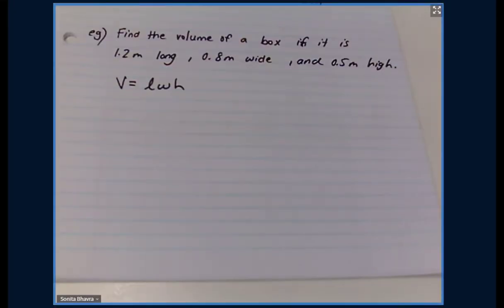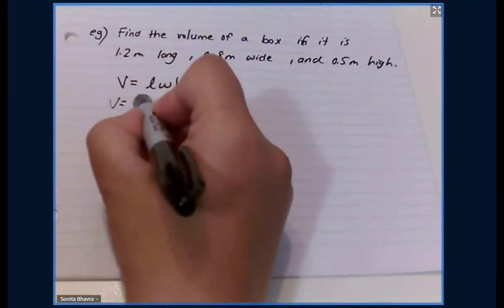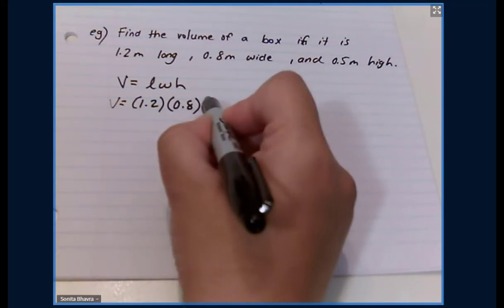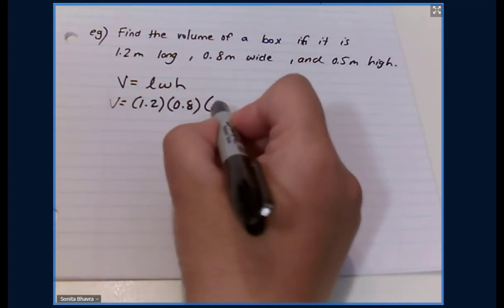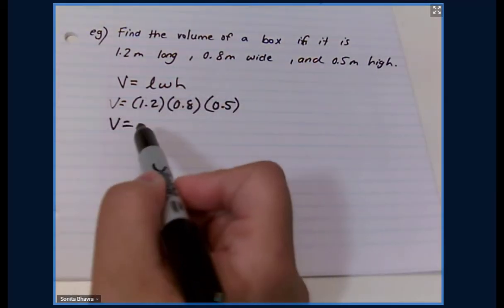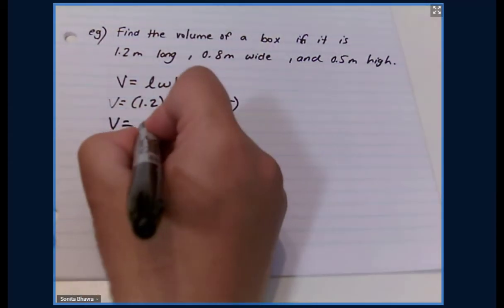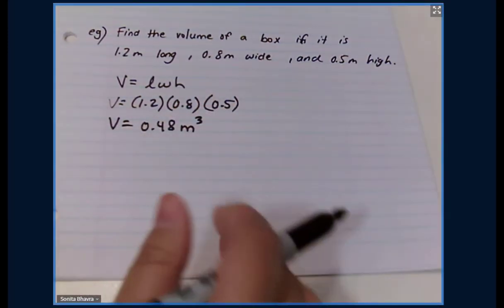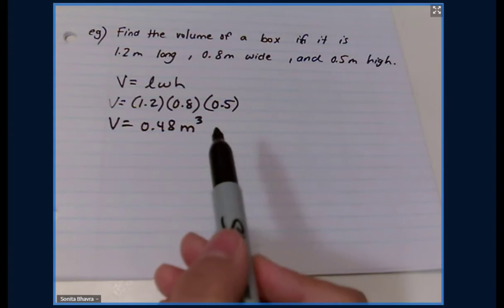All right, so our next example here, we have to find the volume of a box if it is 1.2 meters long, 0.8 meters wide, and 0.5 meters high. So all we have to do was multiply. Our length is 1.2, our width is 0.8, and our height is 0.5. So multiply that out. You can just put that into your calculator, and we get 0.48 meters cubed. All right, so that's our volume in meters cubed.